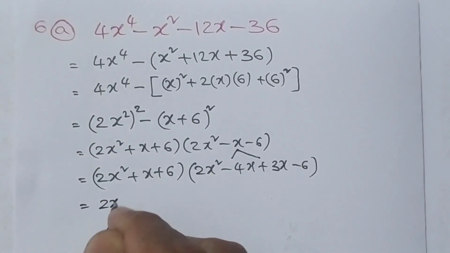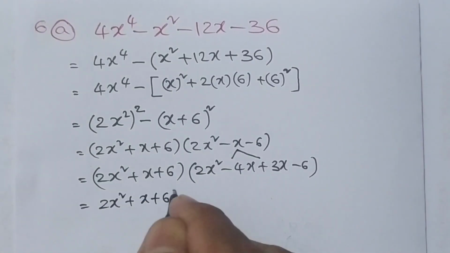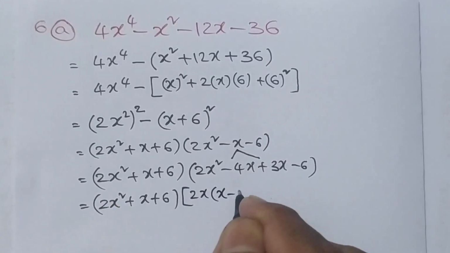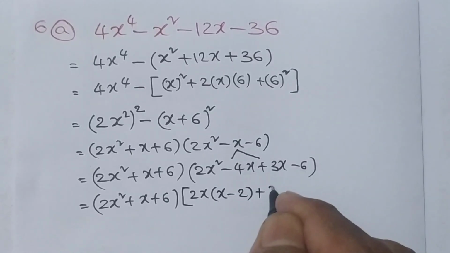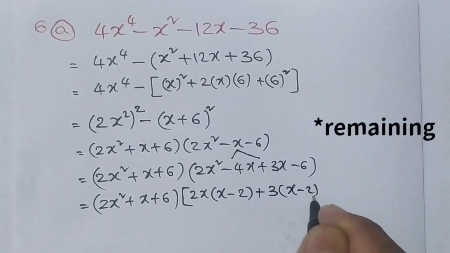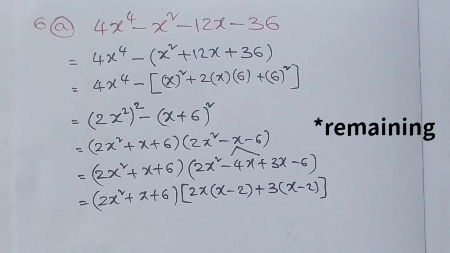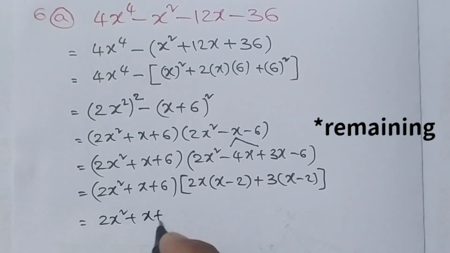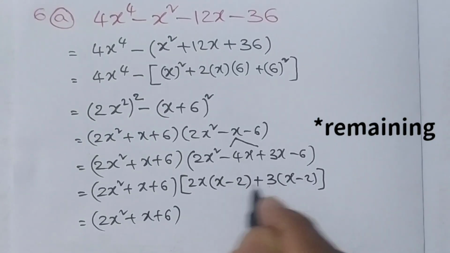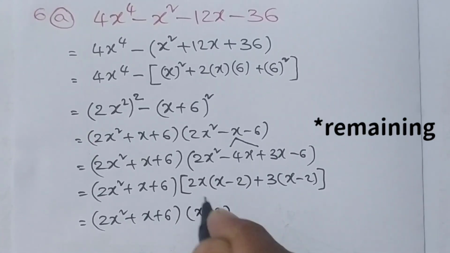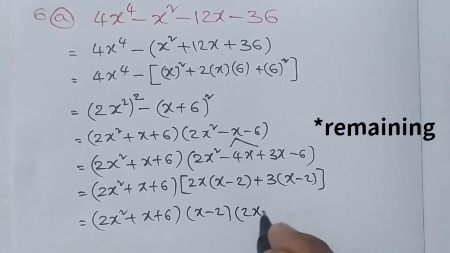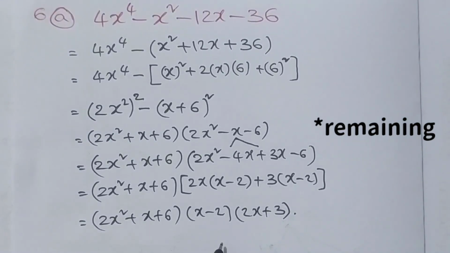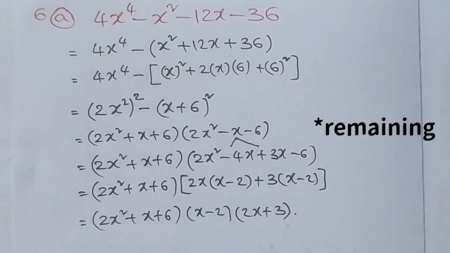Now here 2x square plus x plus 6 write as it is. Now here we can take 2x common. Now here x minus 2 is left. In these two terms 3 common. Here x minus 2 is left. Now let us do further. So 2x square plus x plus 6 is as it is. In these two I am taking x minus 2 common. Here 2x, here plus 3, they are left. That's all, children. So this is how we should do factorization for this problem.